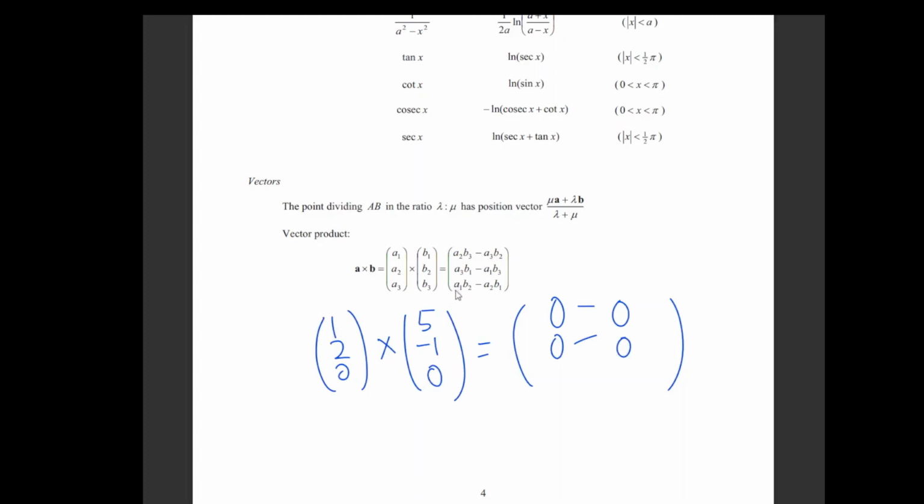And finally, we have A1 times B2 minus A2 times B1. So A1, which is here, times B2, so 1 times minus 1 is minus 1. Then minus A2 times B1, which is 2 times 5, which is 10. So simplifying it, I have 0, 0, minus 11. So the cross product of these two vectors, 1, 2, 0, and 5, minus 1, 0, will give 0, 0, minus 11.